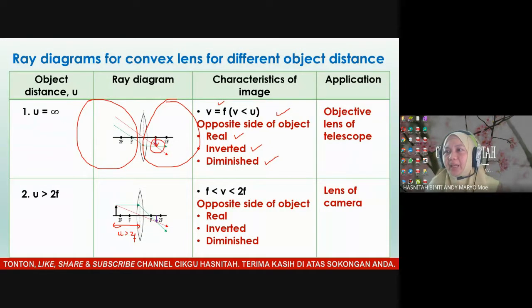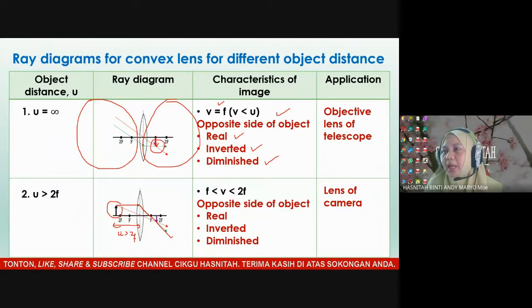Then this is our object, Nicholas, for the second position. The black arrow is our object. We place it now at a position greater than 2f. Which rule do we apply here, number 1, number 2, or number 3, students? The green arrow here, the green one, is rule number 2, right? Rule number 2: a line parallel to the principal axis will be converged at the focal point.